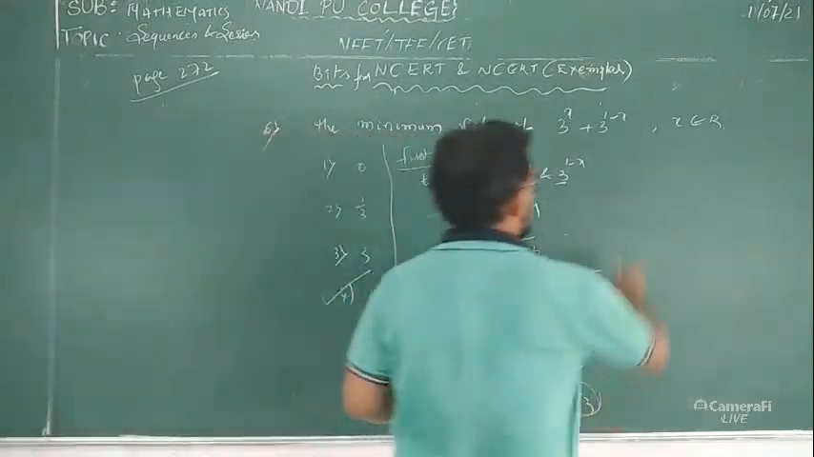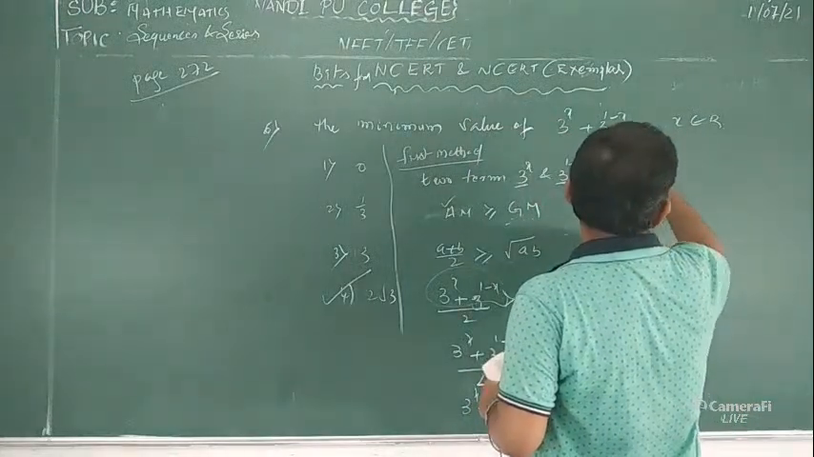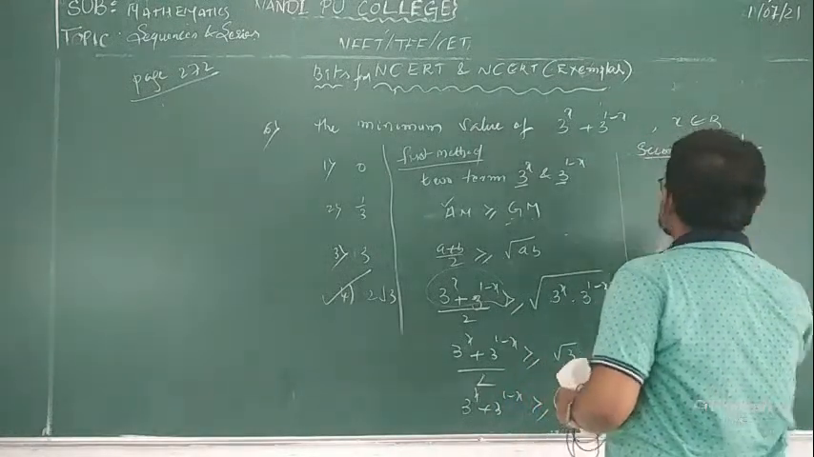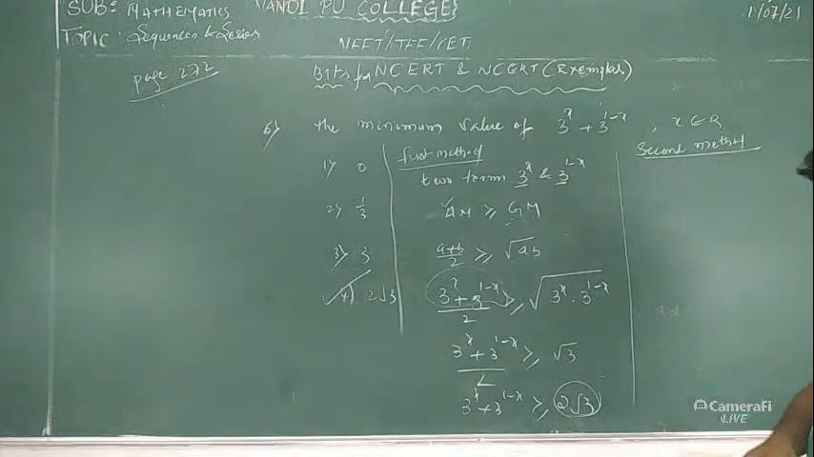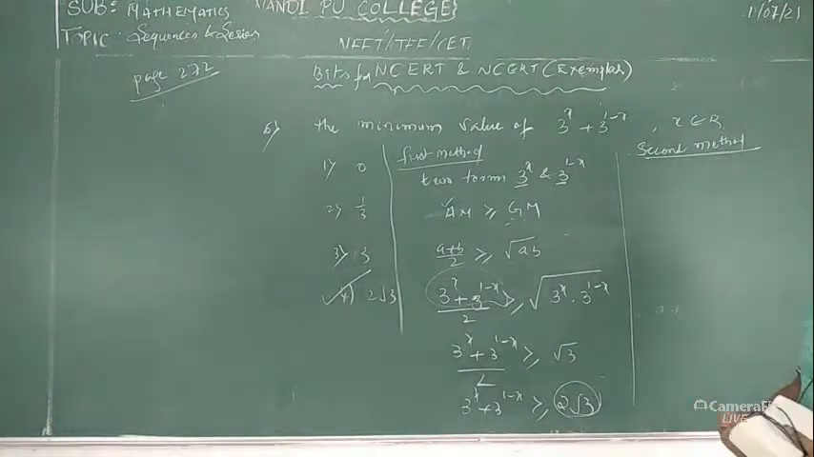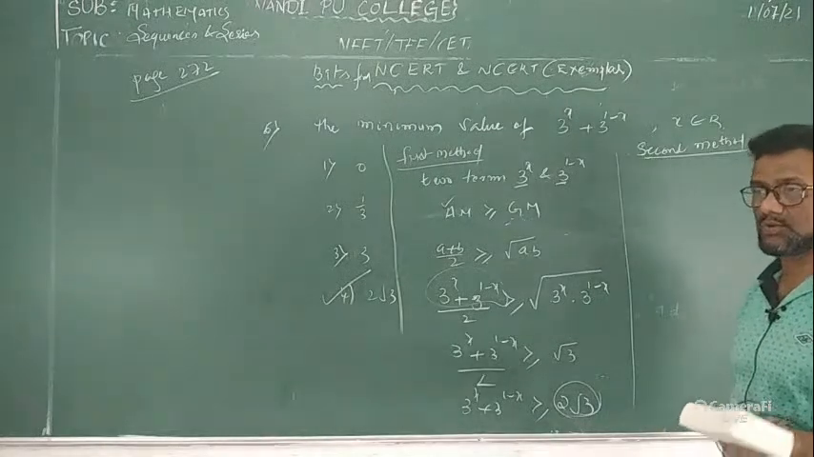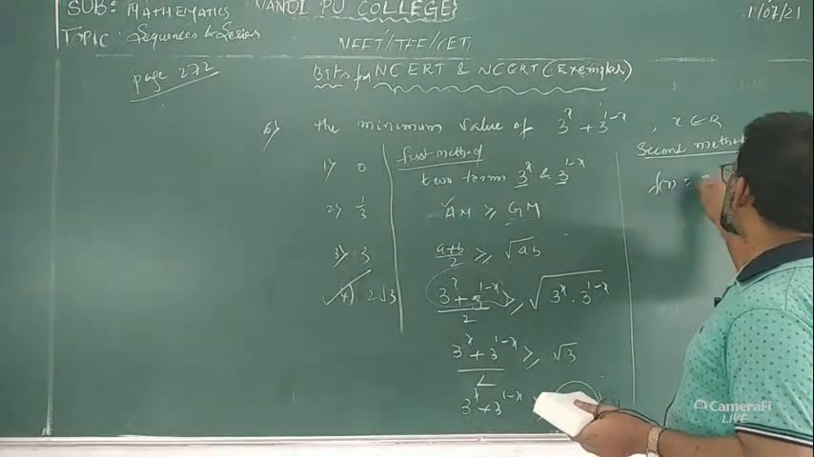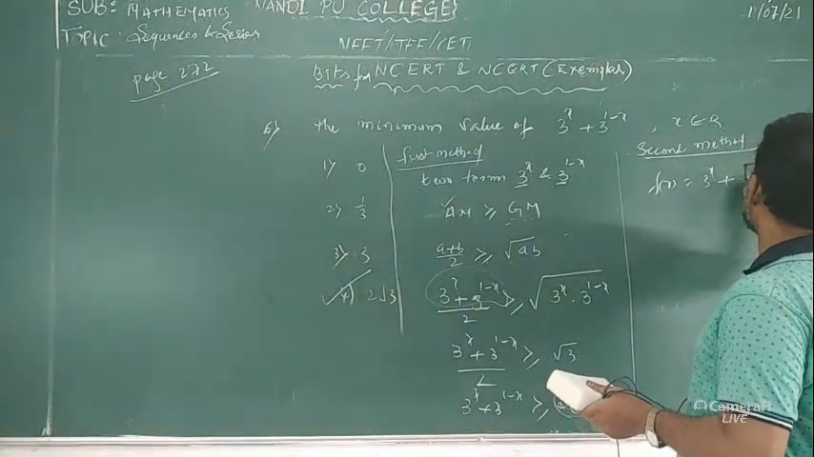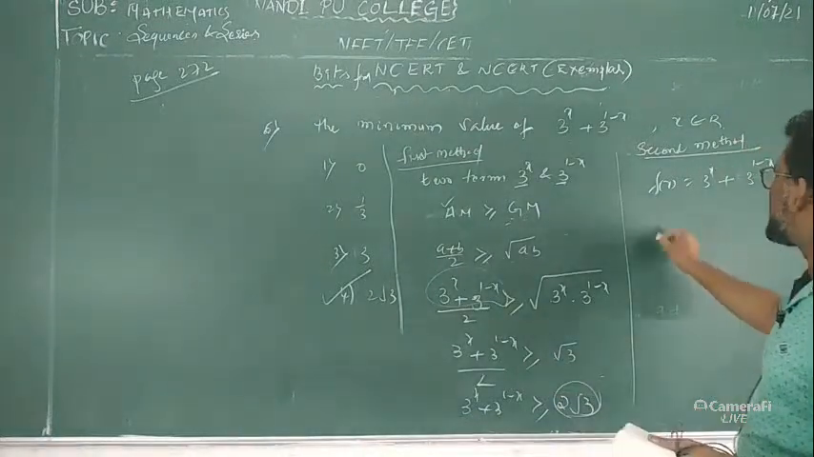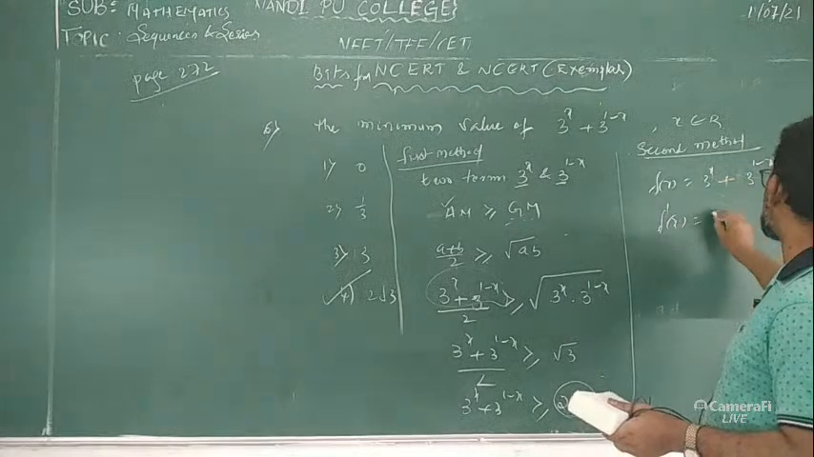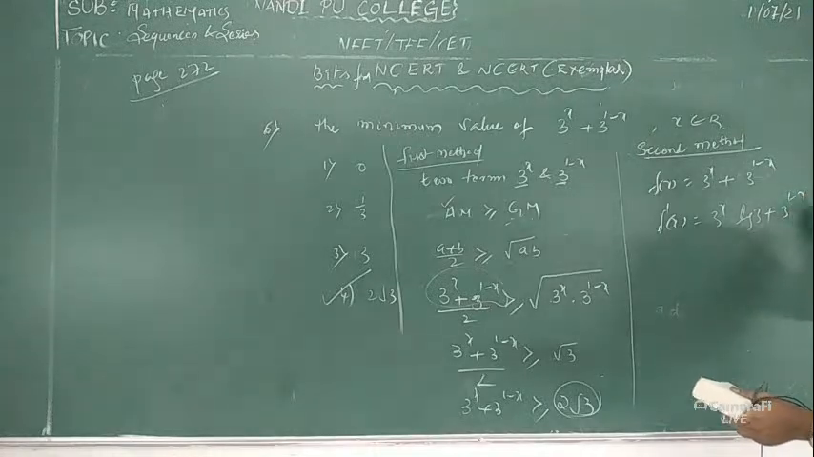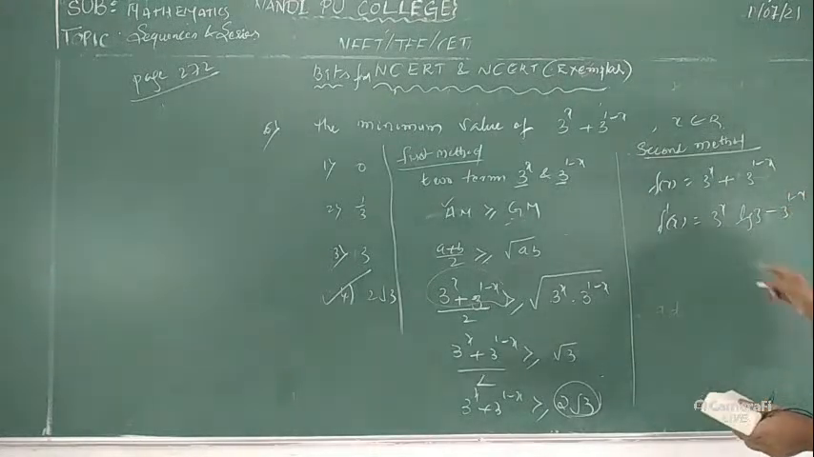If you don't get this idea, there is another method, the second method: maximum minimum problems. If you remember how to find the maximum and minimum value in applications of derivatives, we have done that. So first let us take this function, 3 power x plus 3 power 1 minus x. In this way, first f dash x is to be taken. F dash x is equal to 3 power x into log 3 plus 3 power 1 minus x into log 3 into minus. This is your f dash x.